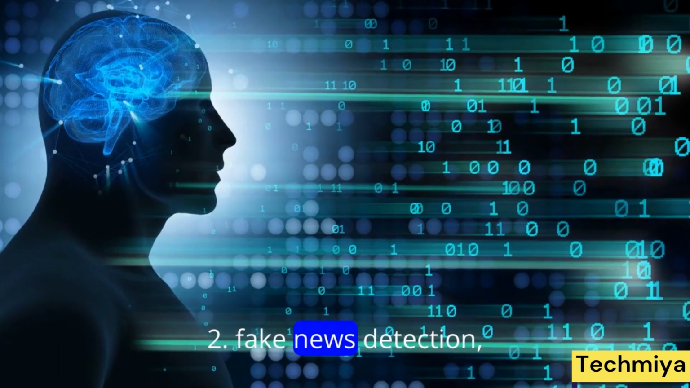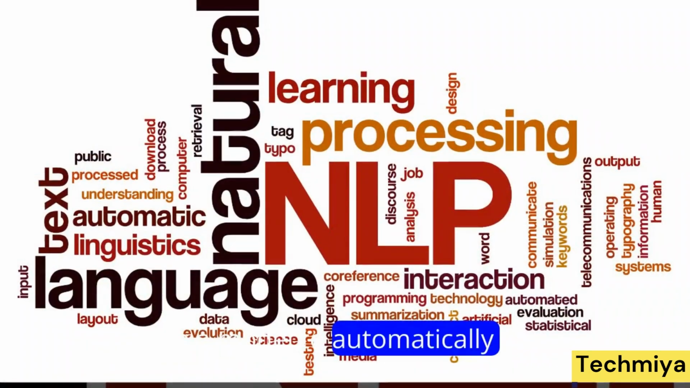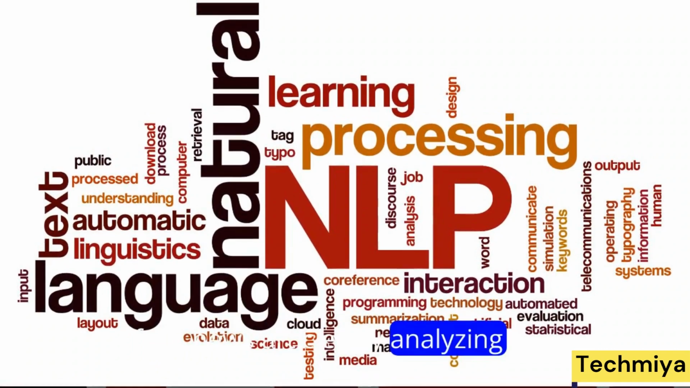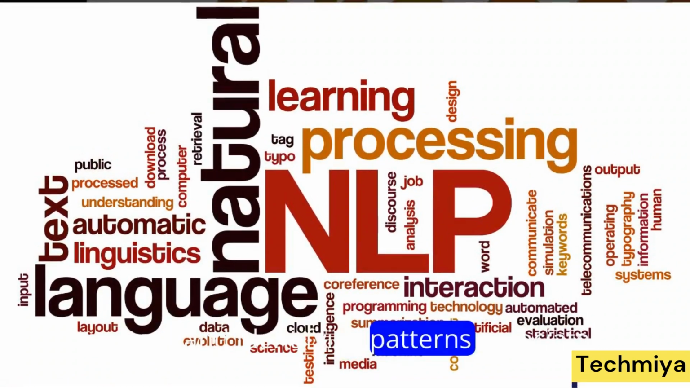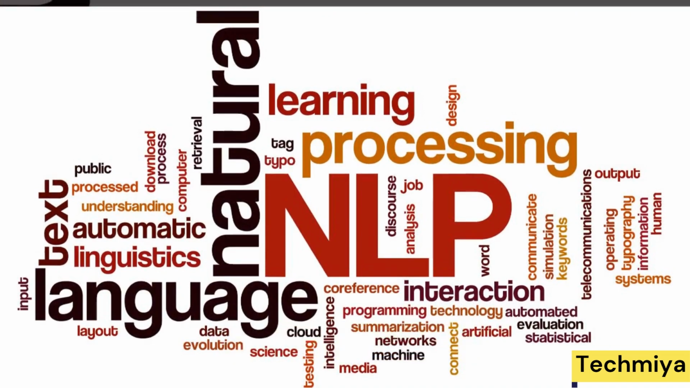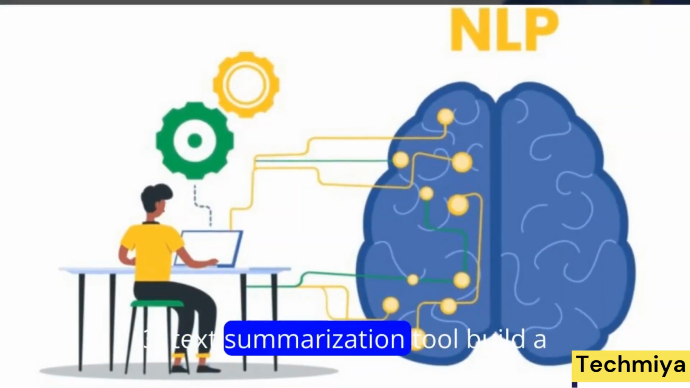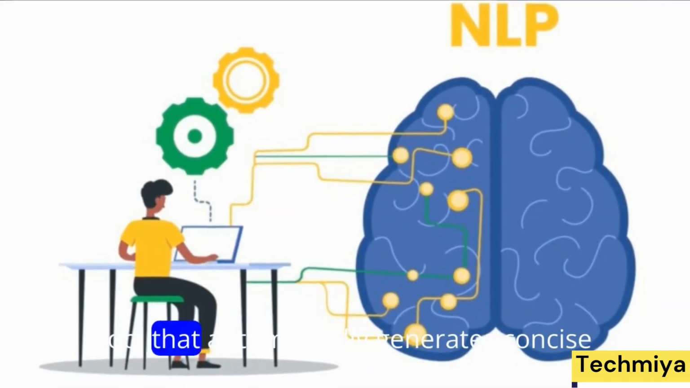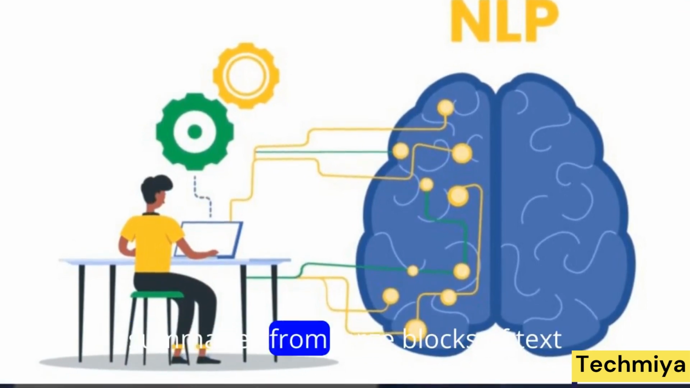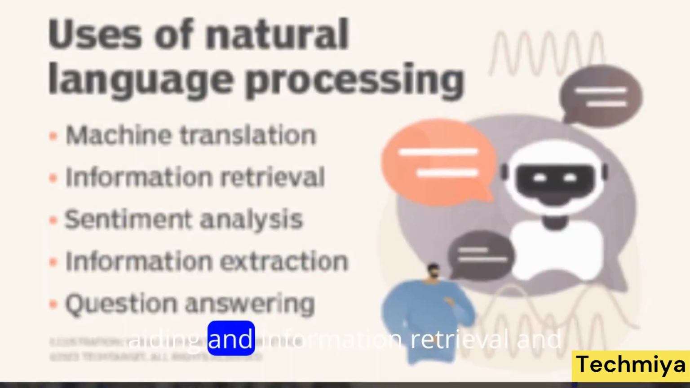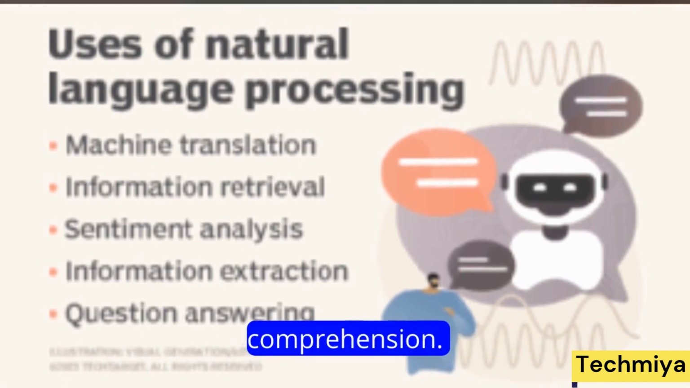2. Fake news detection. Create a model to automatically detect fake news articles by analyzing text content and identifying patterns associated with misinformation. 3. Text summarization tool. Build a tool that automatically generates concise summaries from large blocks of text, aiding in information retrieval and comprehension.